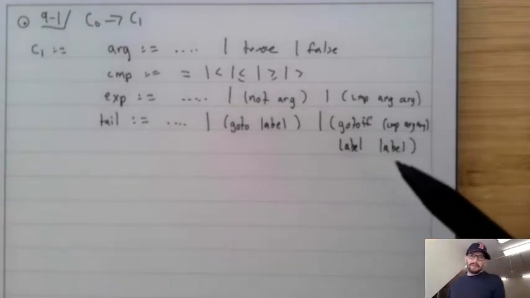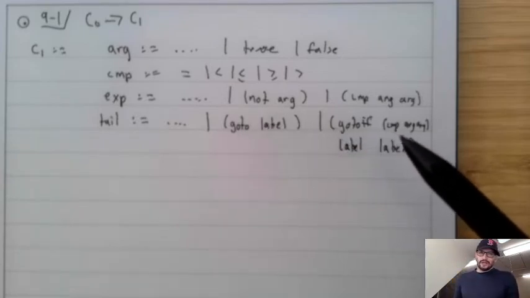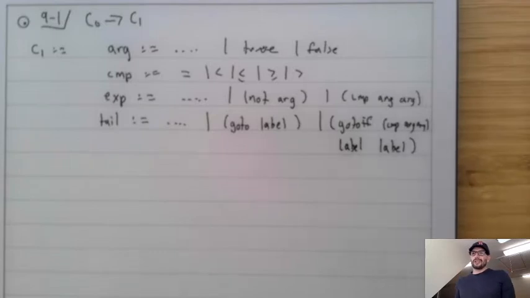Now notice that this might be a little bit weird because a goto if is going to include a comparison. It's not going to include an argument. It will include a comparison operation itself. This has to do with the way that if statements are actually going to be compiled and represented in the x86 code.